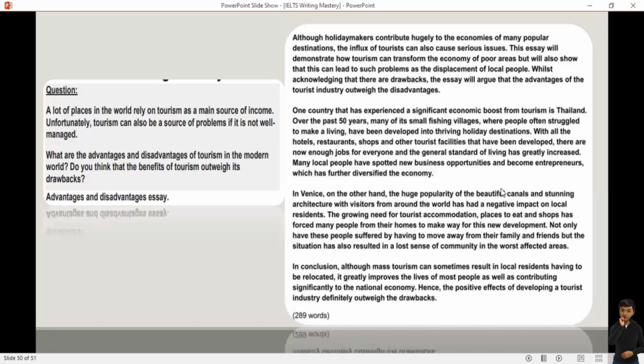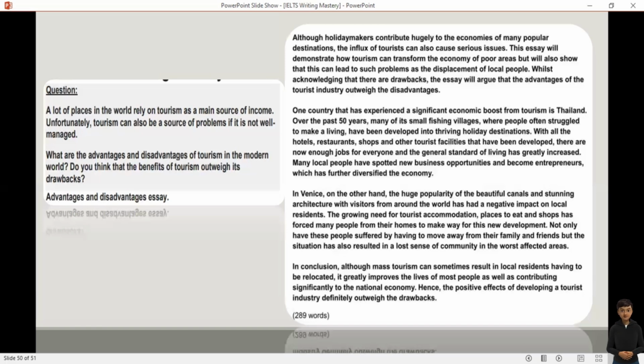One country that has experienced a significant economic boost from tourism is Thailand. Over the past 50 years, many of its small fishing villages, where people often struggle to make a living, have been developed into thriving holiday destinations. With all the hotels, restaurants, shops, and other tourist facilities that have been developed, there are now enough jobs for everyone, and the general standard of living has greatly increased. Many local people have spotted new business opportunities and become entrepreneurs, which has further diversified the community.